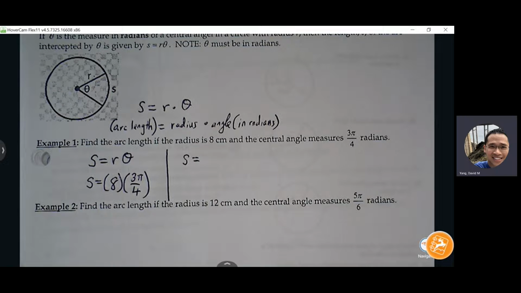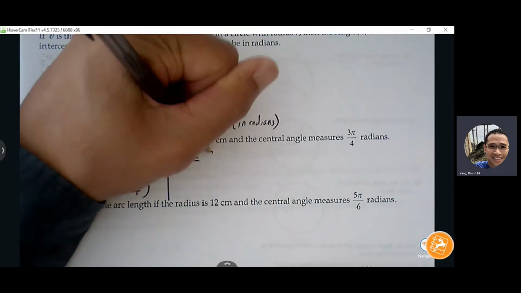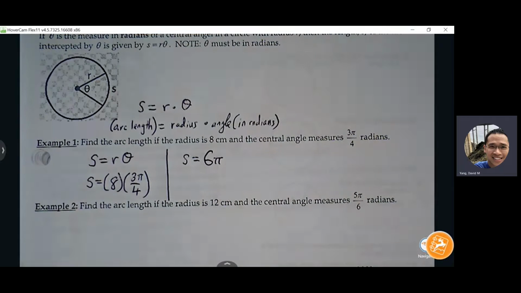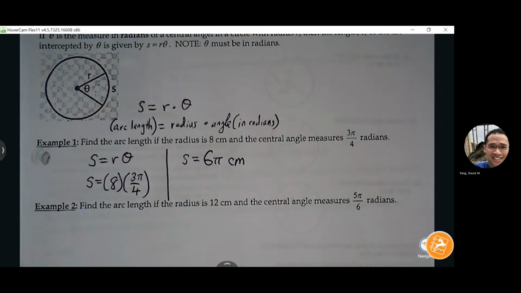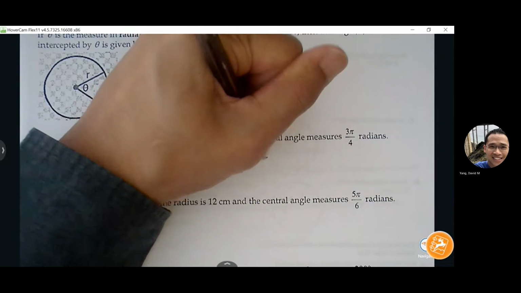Okay, so what's S equal to? 6 pi. Okay. Now we're taking that length and we're measuring it against a ruler, right? So we can have the unit 6 pi centimeters. But just for our frame of reference, because 6 pi kind of seems abstract, right? So that's the exact answer.